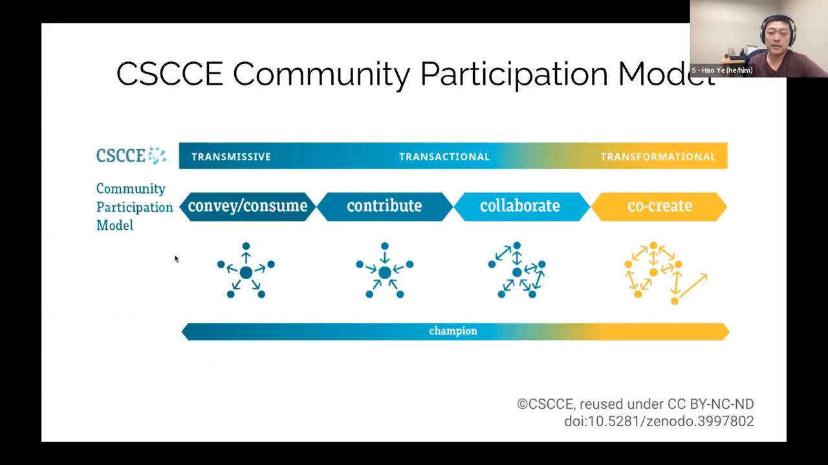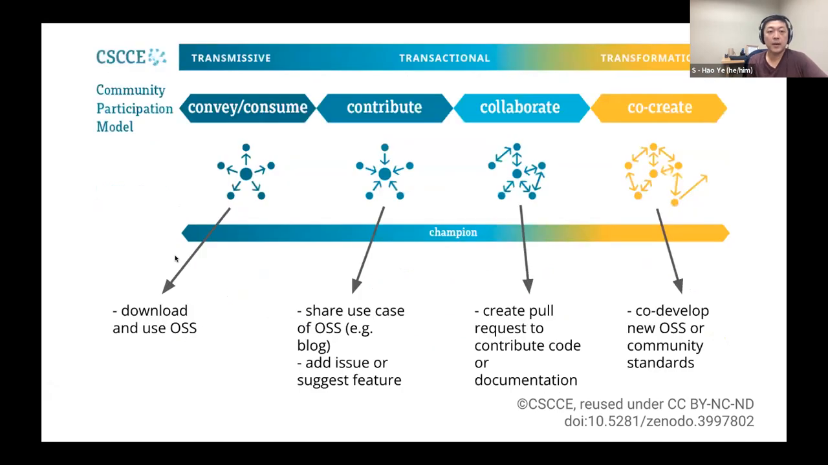So I'm borrowing this framework from the CSCCE community participation model, which has a spectrum of different levels at which people may interact in your community, ranging from conveying and consuming your outputs or your information, all the way to co-creation. So some of the ways these different levels might show up in the open source software space: if you are downloading and using open source software, maybe you're only participating at the level of conveying and consuming the outputs.